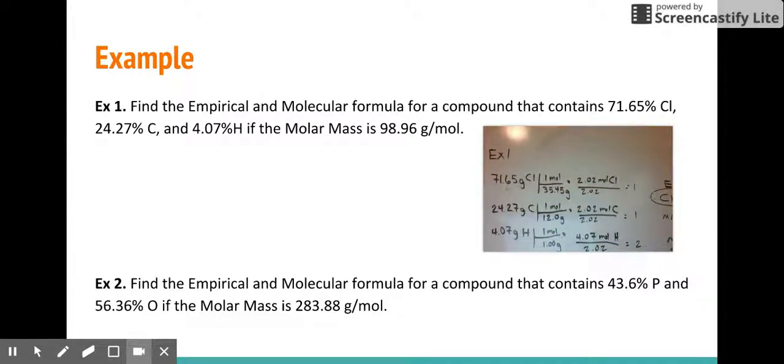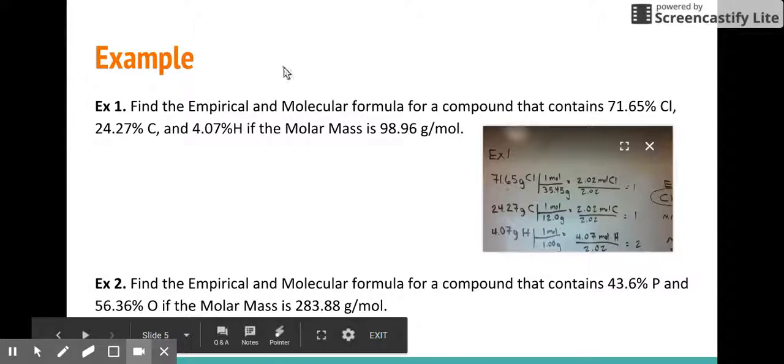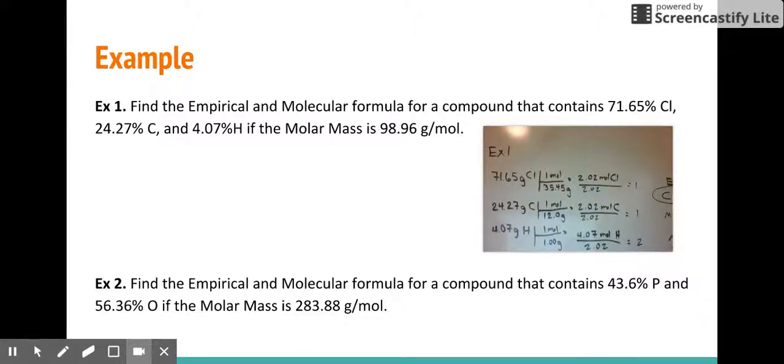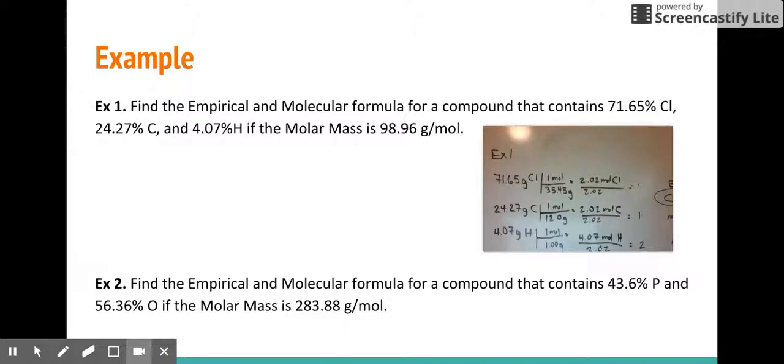So step 1 is we're going to change all of these percentages that we have here, the 24.27, the 71.65, and the 4.07. We're changing those percentages to grams because we're assuming there's 100 grams. So if there's 4.07%, then we can assume that's 4.07 grams. So we have the grams of each listed here. Our next thing is we want to get into moles of each of those compounds. So that's why we have the molar masses. Chlorine's molar mass is 35, carbon's is 12, and hydrogen's is 1. We do our dimensional analysis here, and we get 2.02 moles, 2.02 moles, and 4.07 moles.